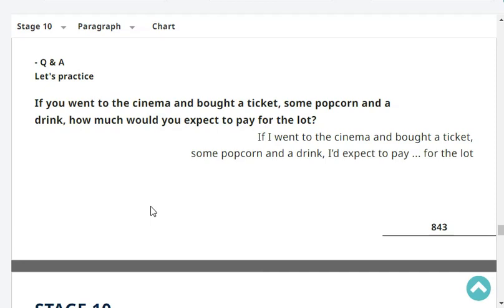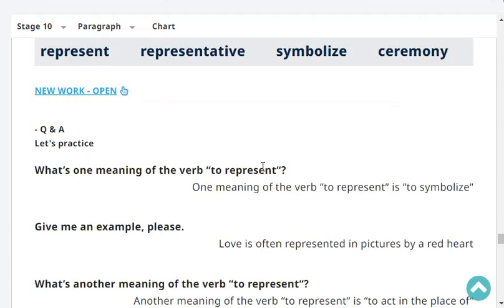If you went to the cinema and bought a ticket, some popcorn and a drink, how much would you expect to pay for the lot? If I went to the cinema and bought a ticket, some popcorn and a drink, I'd expect to pay 2,000 yen for the lot. Very good.